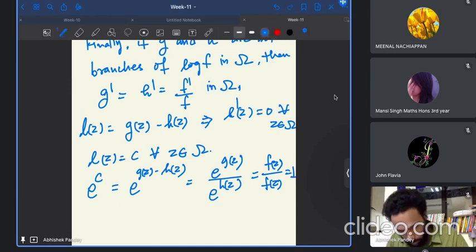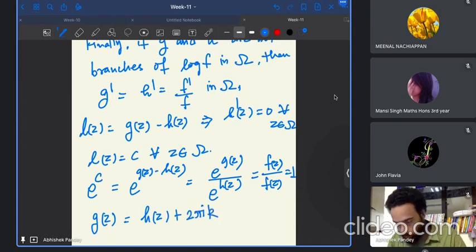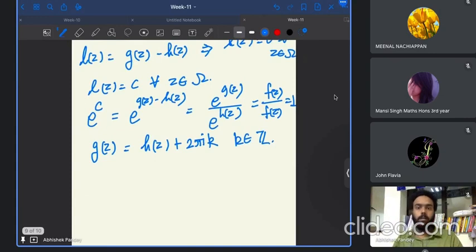So it means that g(z) is equal to h(z) plus 2 pi i k, where k belongs to Z. Is it clear? This thing is clear to everyone?